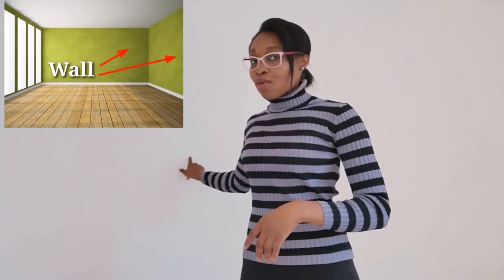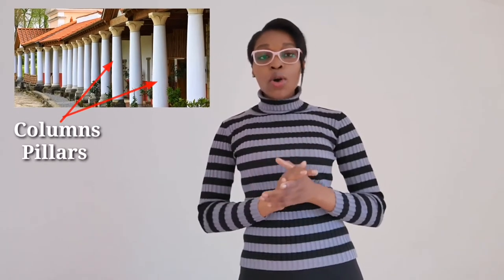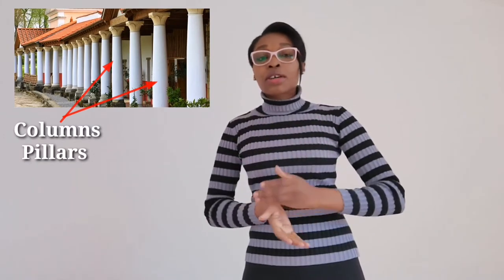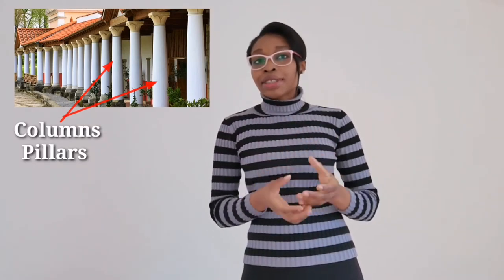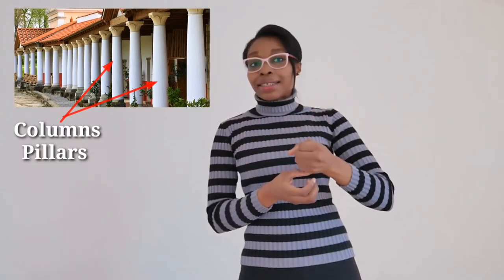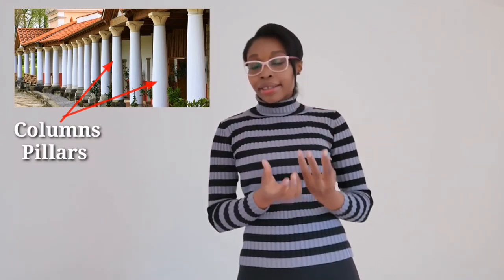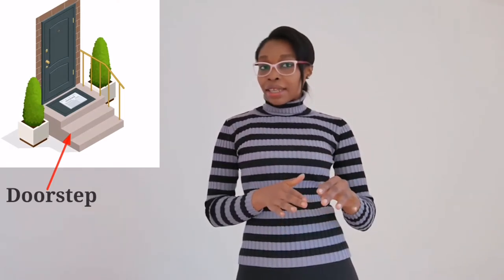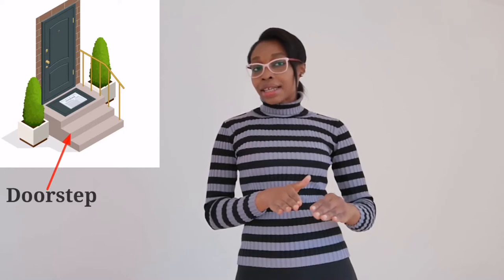Wall. This is a wall. I say wall, muro. Column or pillar, that's a column or pillar. You can call it column, you can call it pillar because it's the part that supports a building. Column or pillar è quella parte che regge la casa. Doorstep, le scale, quelle piccole scale che di solito troviamo davanti alla porta.